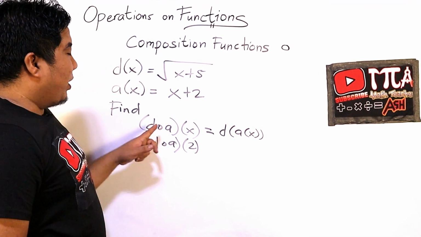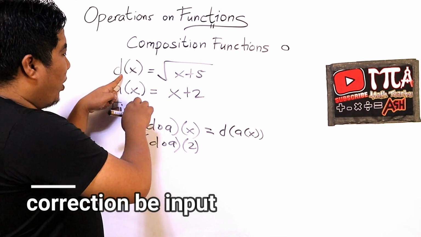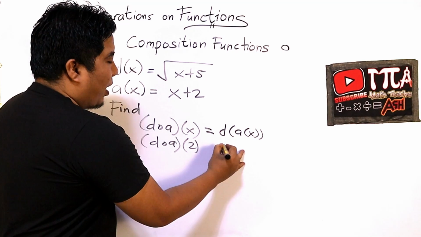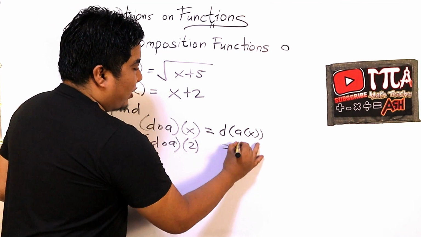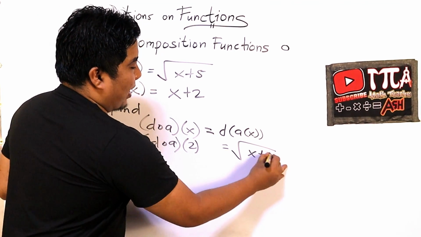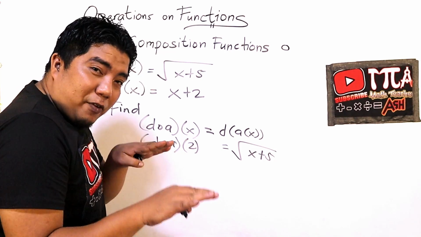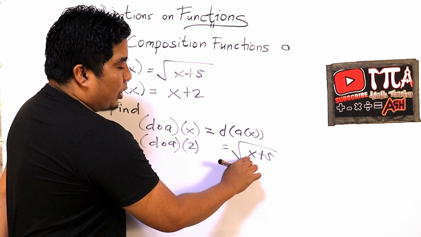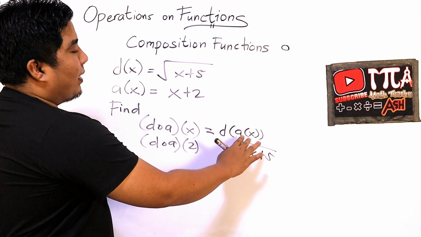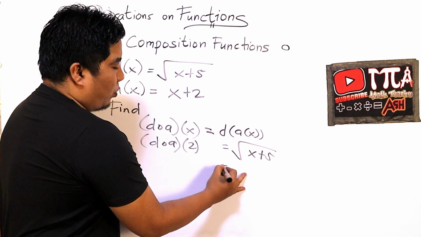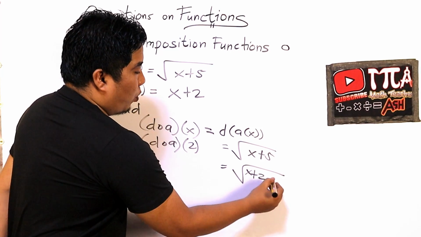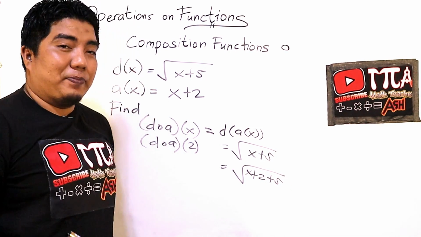Okay, so our d of x will be inputted by this one. Since our d of x is the square root of x plus 5, I'll just write that one so that you can follow it. So this is our d of x, right? We will substitute our x by the a of x. So this will become the square root of x plus 2 plus 5.